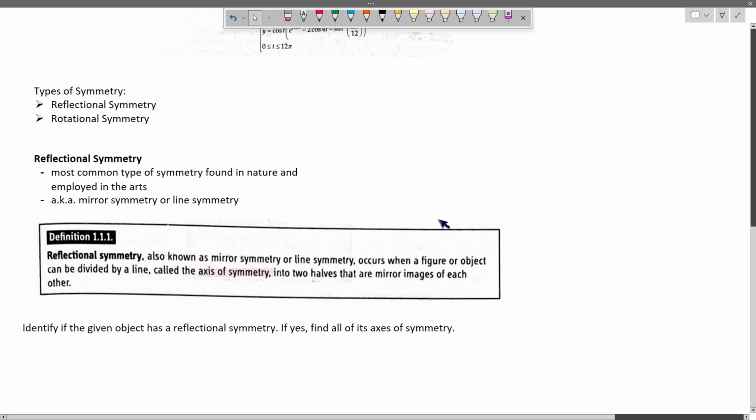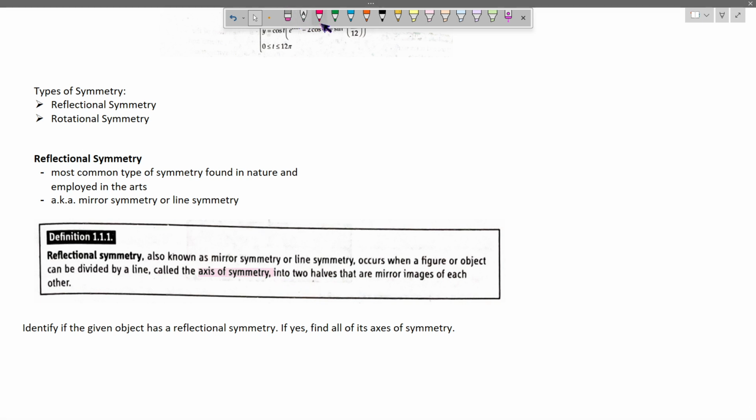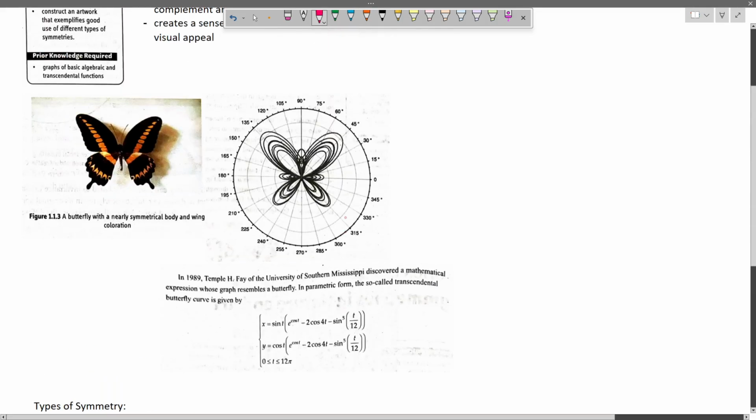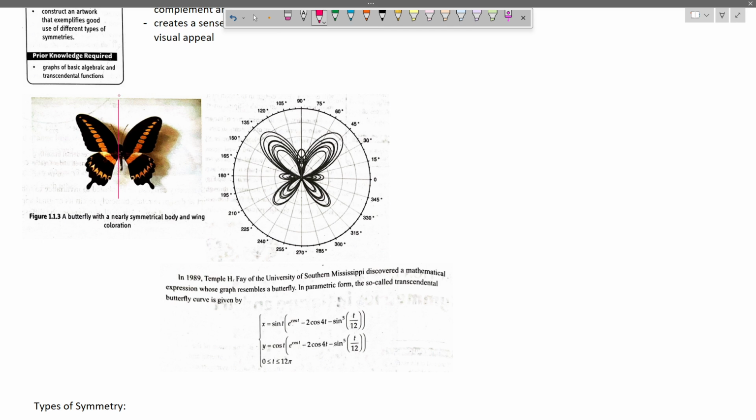So it occurs when a figure or object can be divided by a line, which is what we call an axis of symmetry, into two halves that are mirror images of each other. So, for example, we have a butterfly. A butterfly has reflectional symmetry because if we divide it here, a vertical line as our axis of symmetry, we're going to have two mirror images of each other. So, if we fold it, we are going to have exactly the same image.